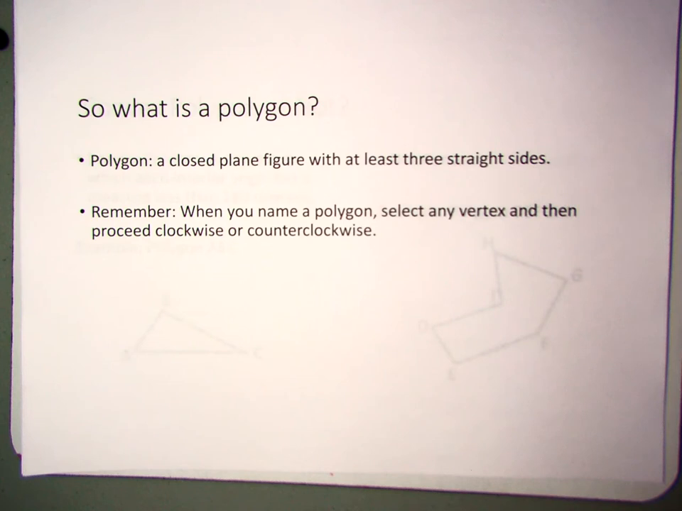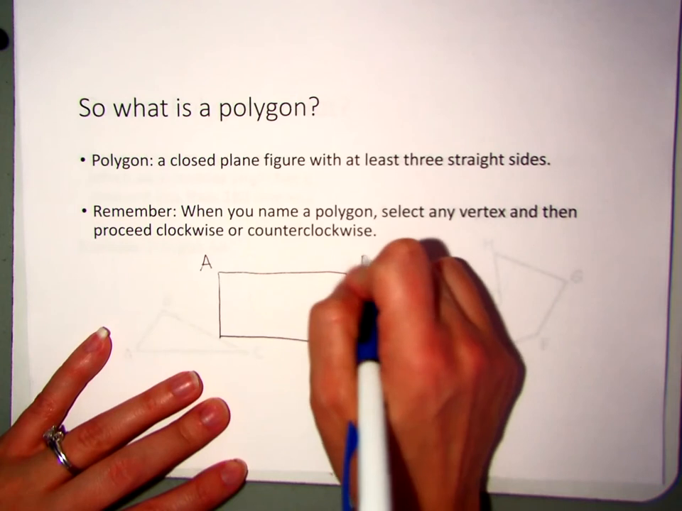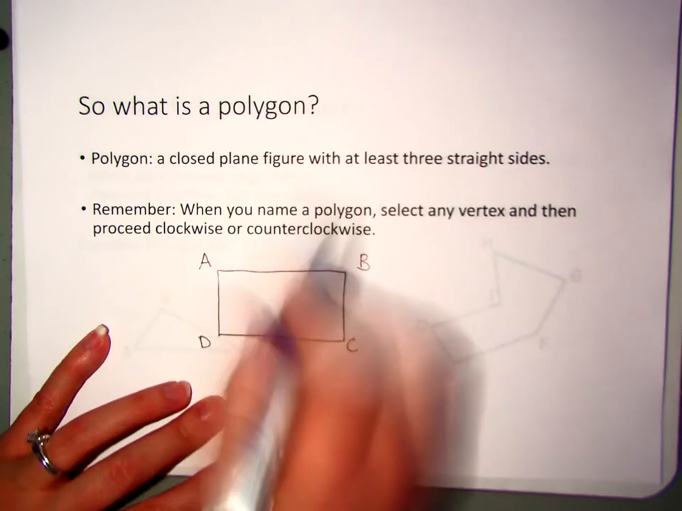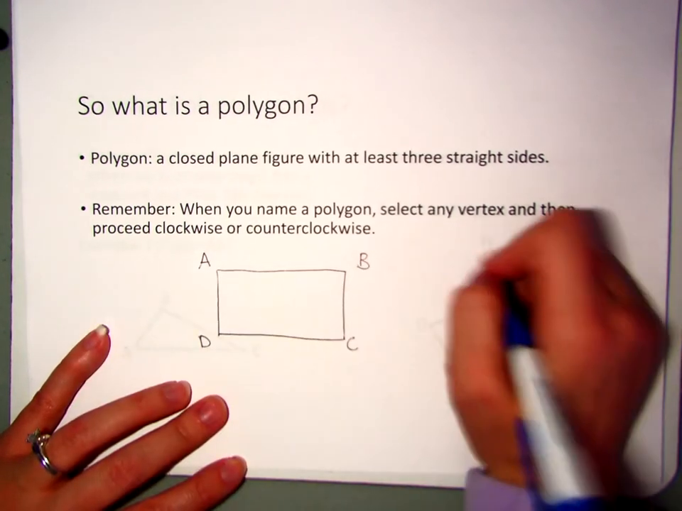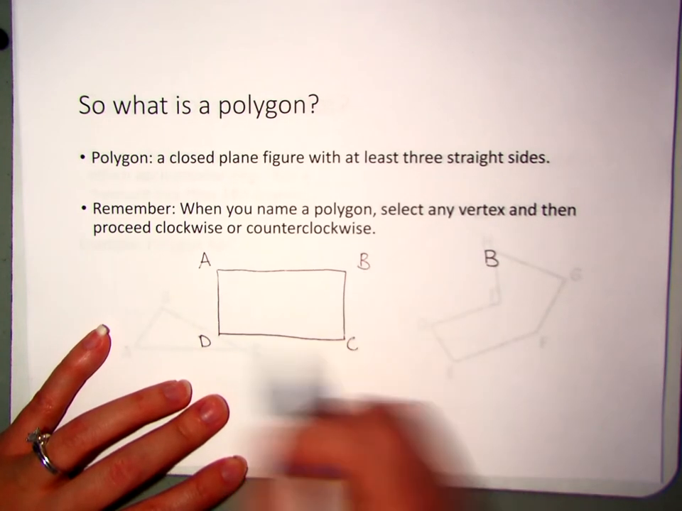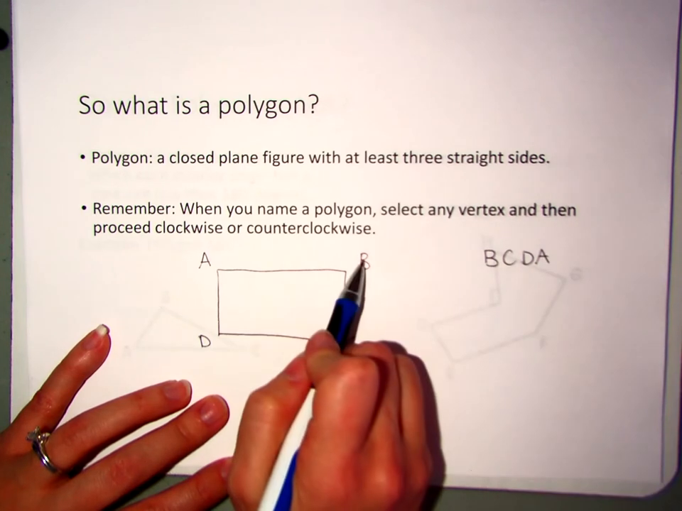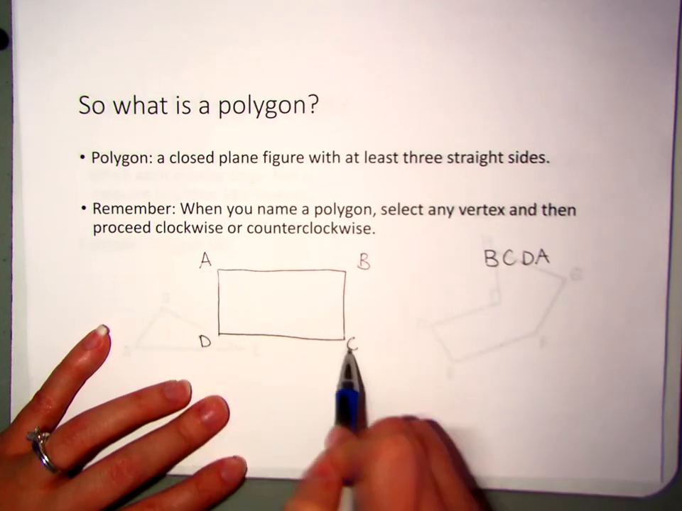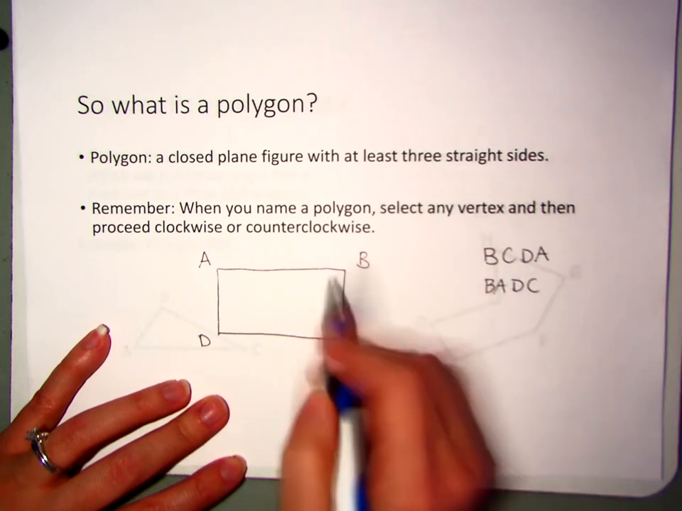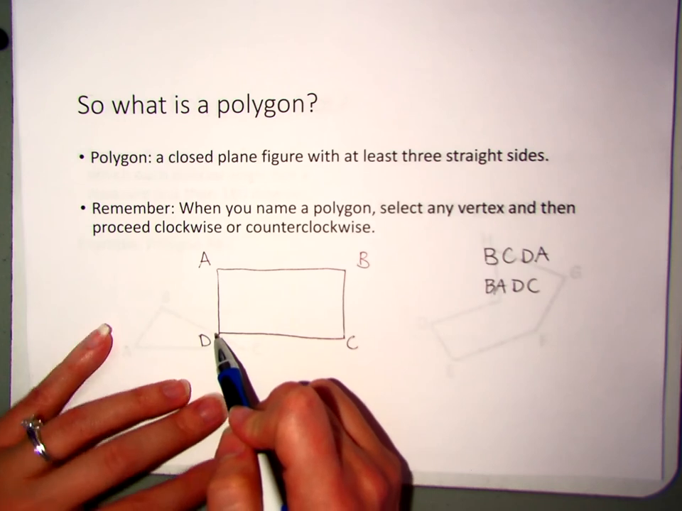Remember, when you name a polygon, you can select any vertex to start with, but then you're going to proceed clockwise or counterclockwise around. For example, let me draw a rectangle here. You can pick any vertex you want, so I'm going to pick B. So I can call this rectangle B, and then we're going to go clockwise, CDA, so BCDA. Or I could go backwards here, counterclockwise, BADC. What I cannot do is jump a vertex here or go across. That is not appropriate in naming a polygon.